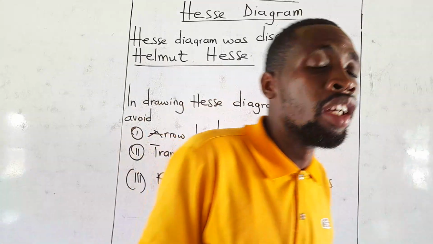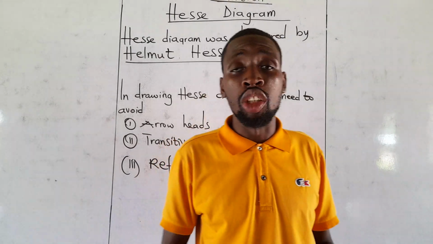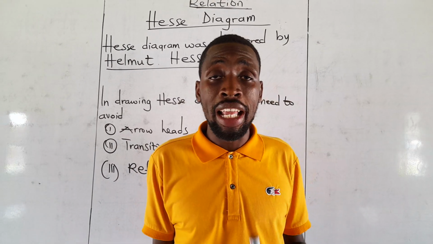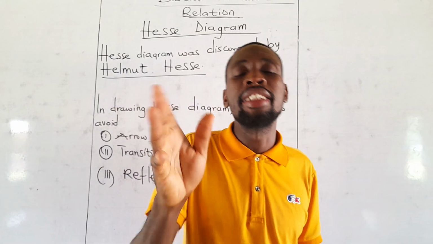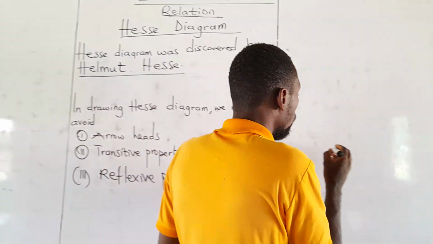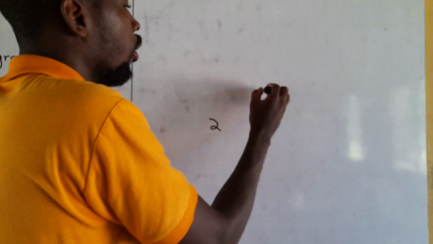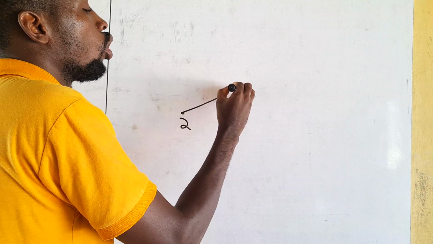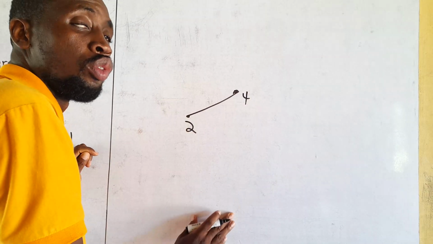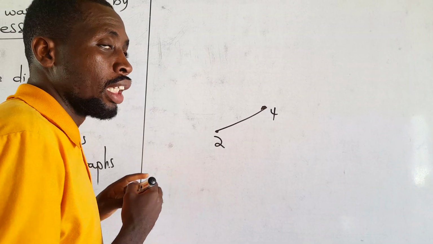What is Hasse diagram? Hasse diagram simply means the drawing of a line from one element of a set to another because that element relates to the other. So if, let's say, 2 relates to 4, then we just draw a line from 2 to 4 because 2 relates to 4. So that's all about Hasse diagram.